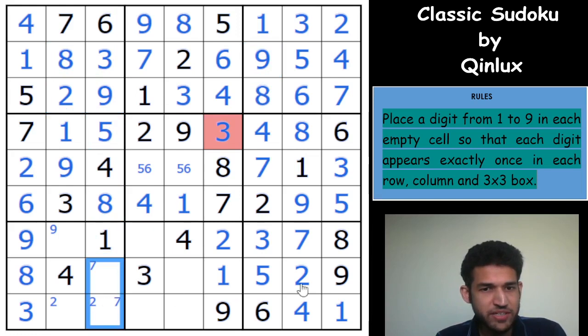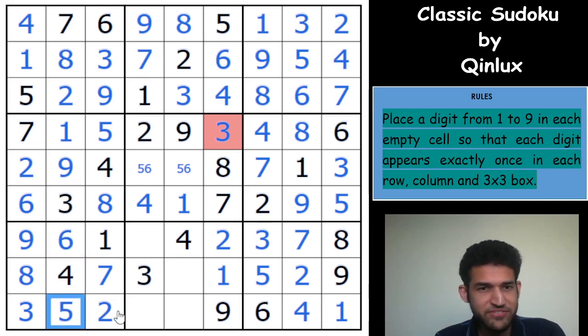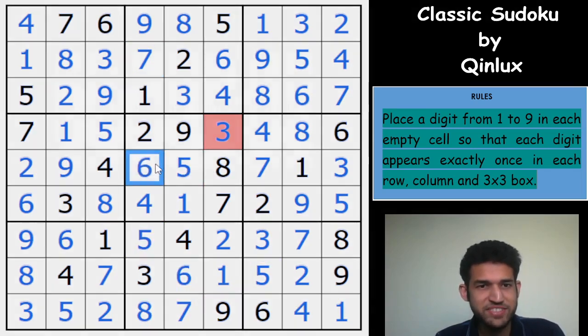So we need 2, 7 here. This is not a 2, so that's 7. That's 2. And we need 5, 6 here, so that's 6. That's 5. And we can complete this row. 7 and 8 has to go here. And you have 7 here. So which means this is 8, this is 7. And we need 5, 6 in here. So you have a 5. So that's 6, 5, 5, 6.